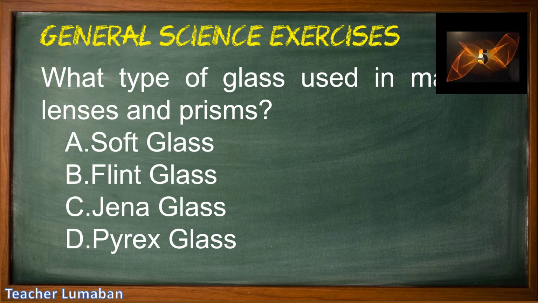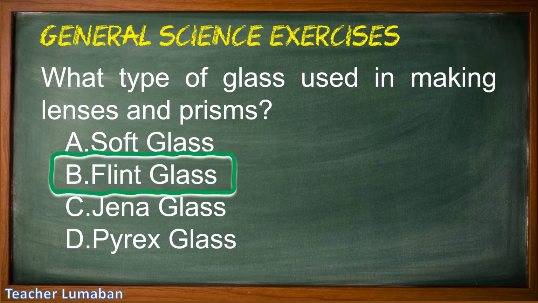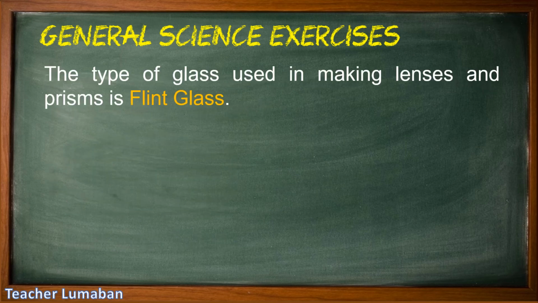5, 4, 3, 2, 1. The correct answer is letter B, flint glass. The type of glass used in making lenses and prisms is flint glass.